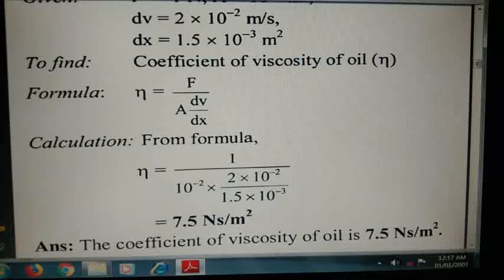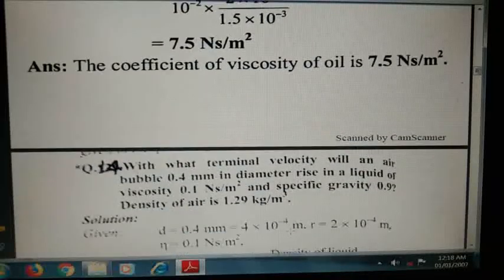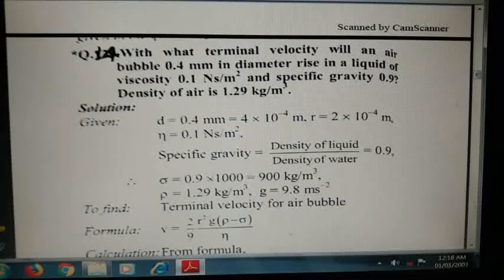When we solve this, our answer is eta equal to 7.5 Newton second per meter square. So the answer to that problem: the coefficient of viscosity of oil is 7.5 Newton second per meter square. Now the next problem, problem number 14.